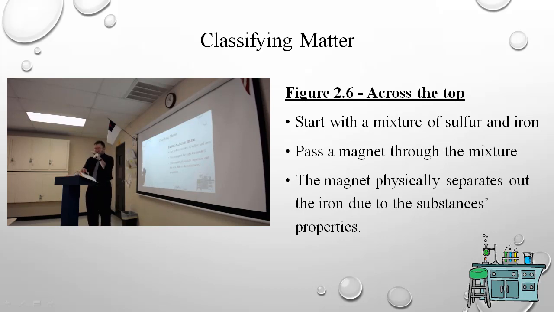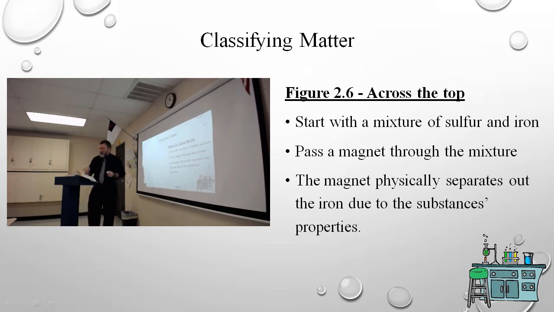Well, in this case, we've got iron and sulfur, and one of the properties of iron is it's magnetic. And so it's attracted to a magnet, and sulfur is not. And so the properties of the components of the mixture help us to separate them if we can find that there's a difference in them. In this case, it's magnetism. The iron is magnetic, the sulfur is not.